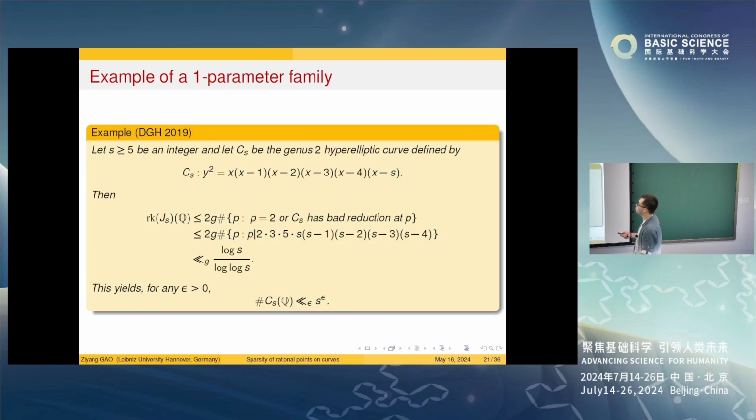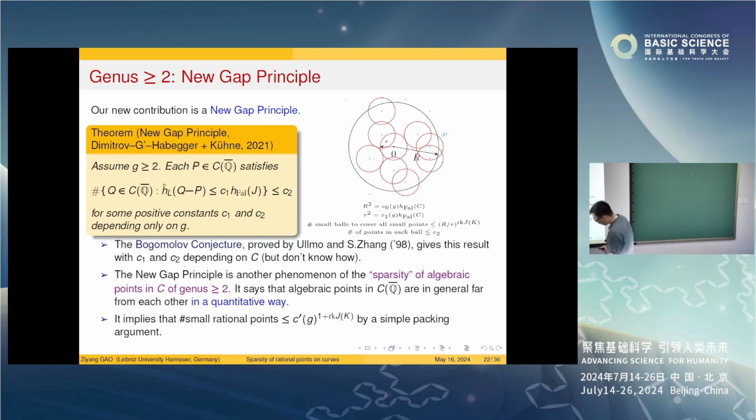Here is an example. A one-parameter family of genus 2 hyperelliptic curves, and in the end, the number of rational points is bounded above subpolynomially. This example is a bit particular because the Jacobian has rational 2-torsion, so the rank is easily bounded in terms of S. Okay. Now, how do we prove this rather uniform bound?